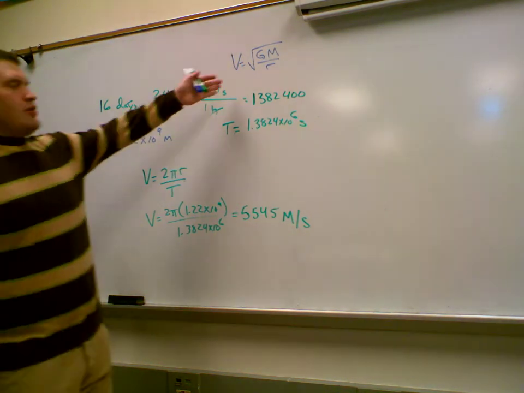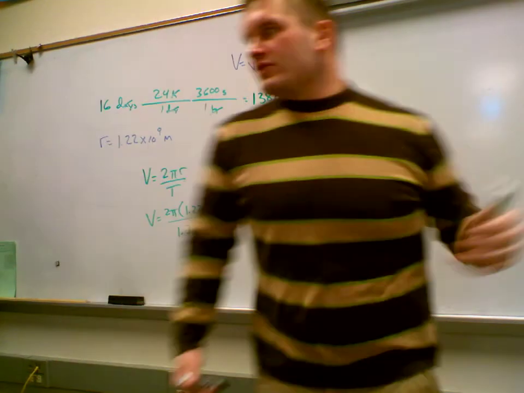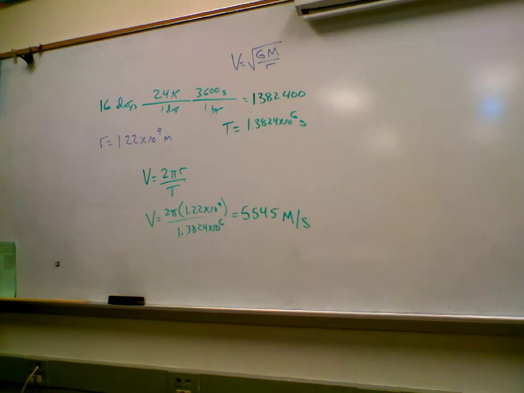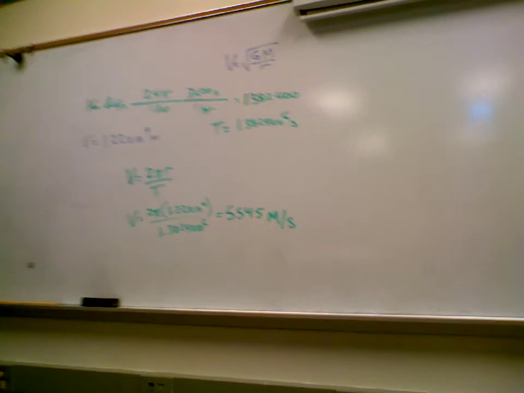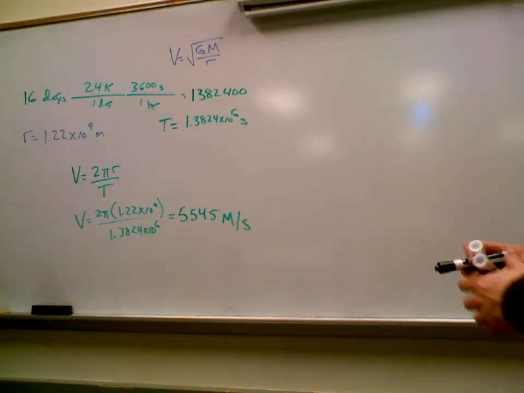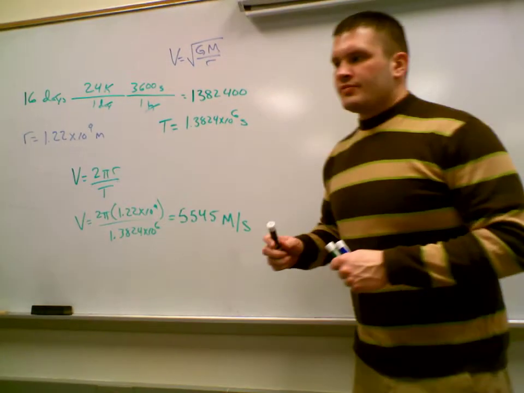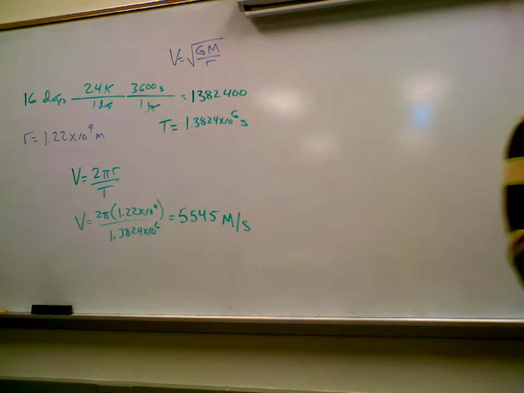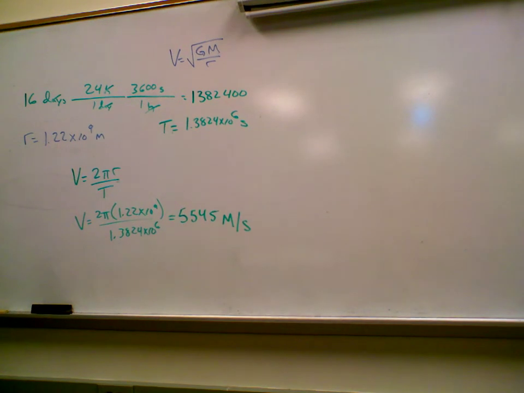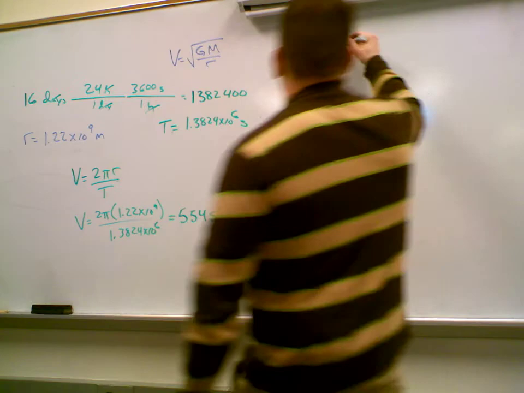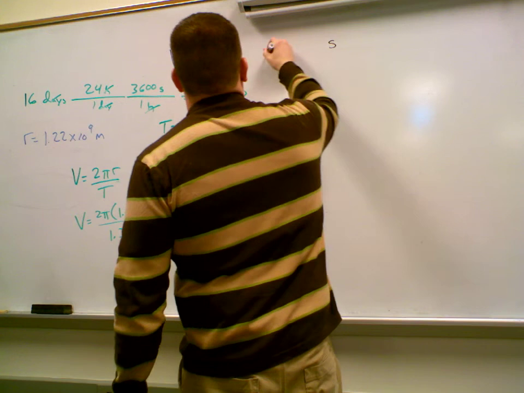Okay. Now, using this equation, V equals the square root of GM over R, we can figure out the mass of what? Titan or Saturn? Saturn, because Titan orbits Saturn. So a little schematic. I don't know what Saturn's continents look like. I don't even think it has continents.